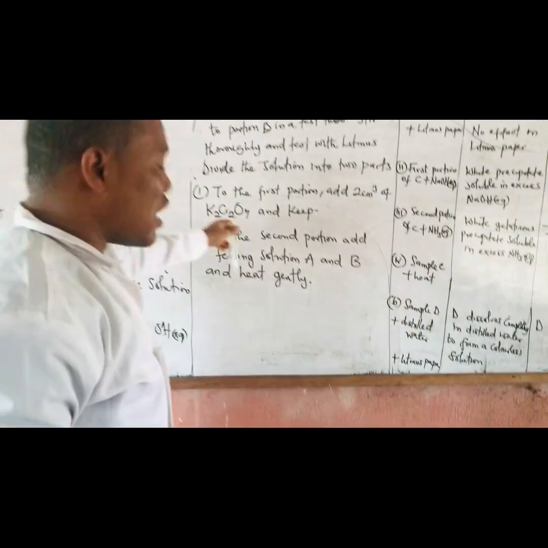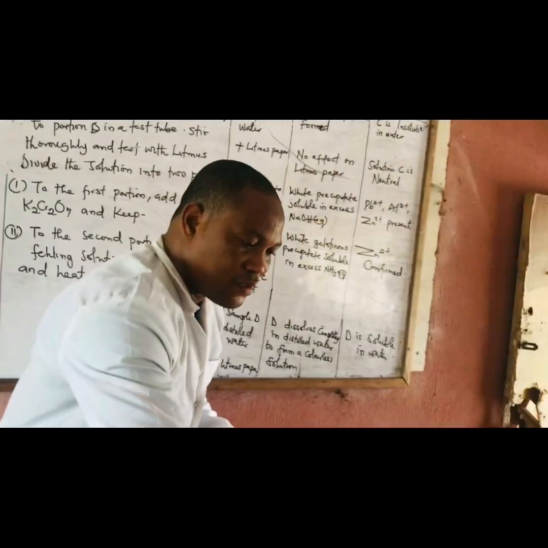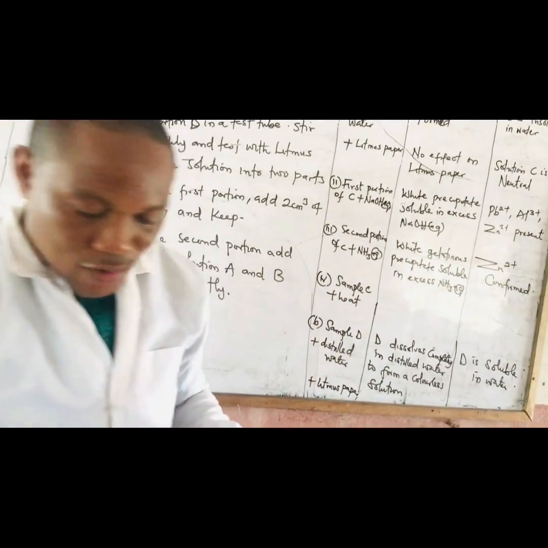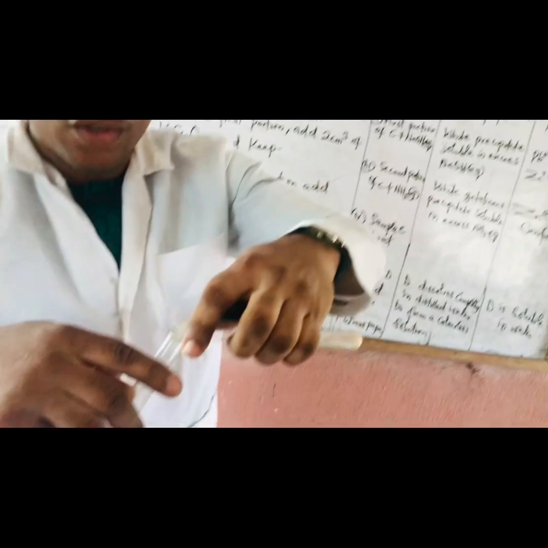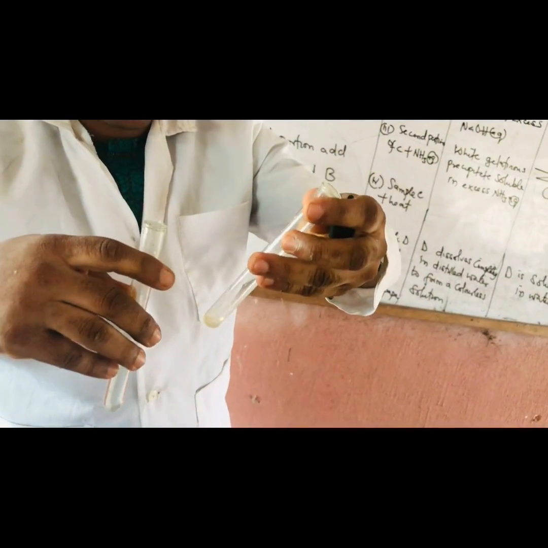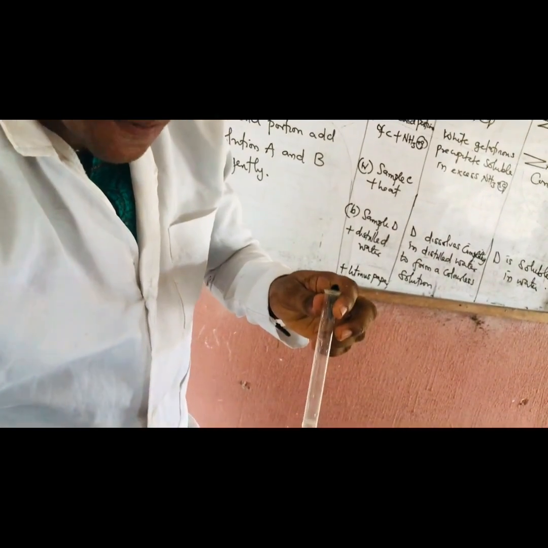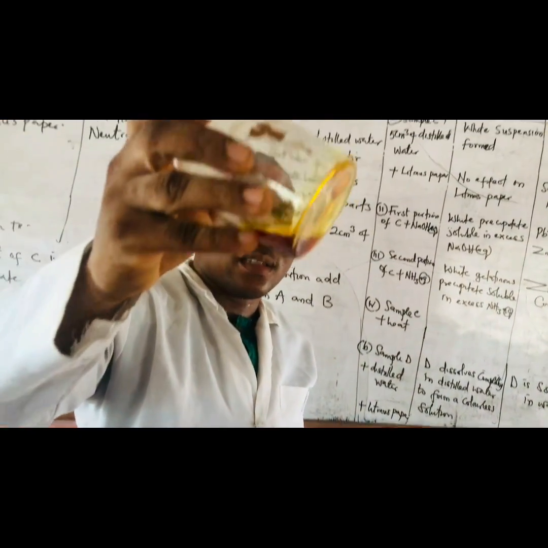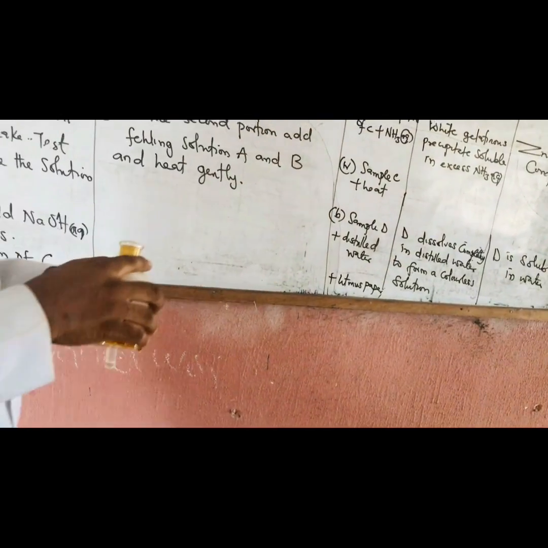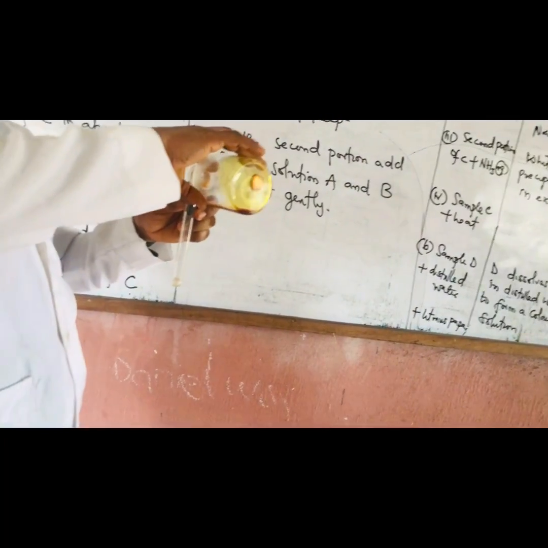What did they ask us to have? K2Cr2O7. This is it. Let me add it, so that it will not be too much. Okay, I think that's fine. Look at the color of K2Cr2O7, like orange. You can see, that's the color of your K2Cr2O7. So let's add about 2 cubic centimeters. Let me just use my discretion.